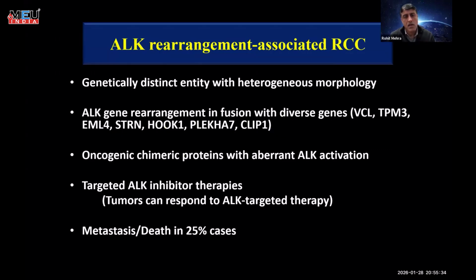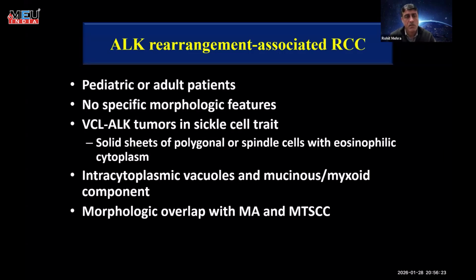ALK rearranged RCC have ALK gene rearrangements in fusion with diverse genes like VCL, TPM3, EML4, HOOK1, and others, which leads to formation of an oncogenic ALK fusion chimeric protein, which can actually be targeted by specific ALK inhibitor therapies. These patients with ALK rearranged tumors can show metastases and poor outcome in almost 25 to 30% of cases. But I think the gratifying point now is that we have these ALK inhibitors, and these tumors can tremendously respond to ALK targeted therapy. We as surgical pathologists, again, cannot miss these diagnostic entities because, interestingly, these tumors will respond only to ALK-targeted therapies. So if these tumors are erroneously diagnosed, they're not going to respond to conventional renal cell carcinoma regimens.